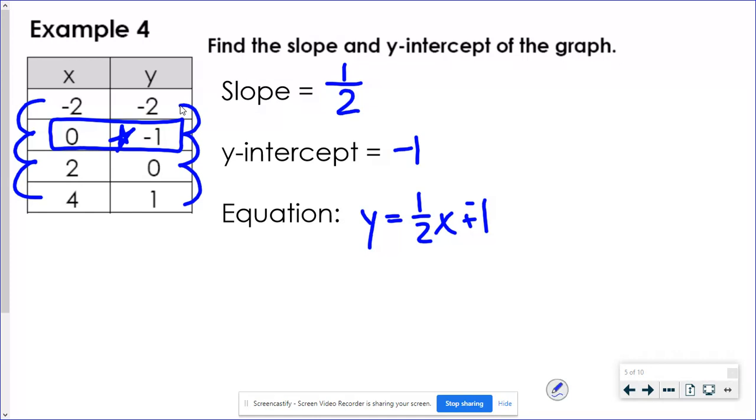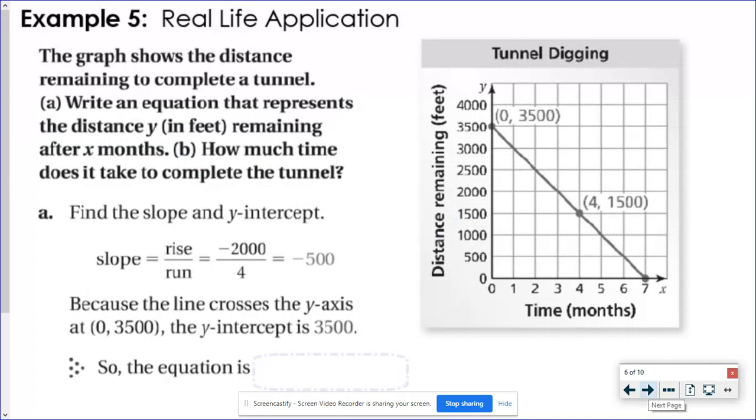Please keep your slope as a fraction. Don't change that into a 0.5. That's not a nice slope kind of a number. Okay.